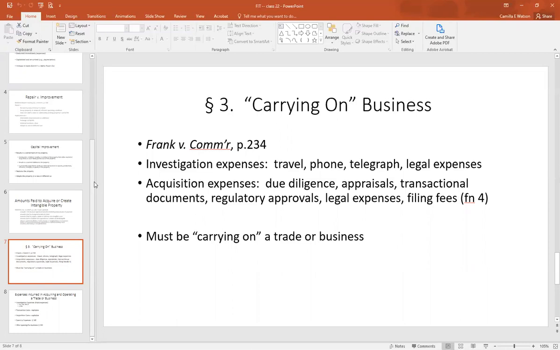After Frank, Congress enacted Section 195 to ease some of the harshness of the Frank decision and to encourage the formation of new businesses to stimulate the economy. Under this provision, up to $5,000 of startup expenses may be deducted in the year the business begins operating, and any remaining expenses can be capitalized and amortized over a period of 180 months. This deduction is phased out for startup expenses between $50,000 and $55,000.